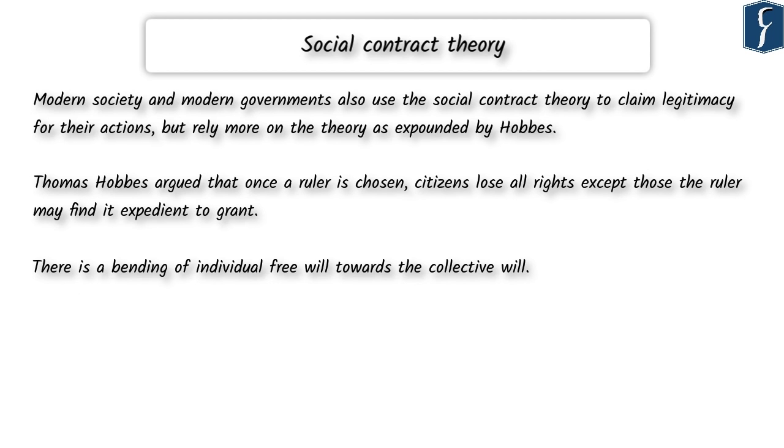But as per the Rousseau social contract, it is the people who have to decide the best interest of themselves. So, there is a bending of individual free will towards the collective will. The concept of social contract came because of existence of a collective will. But this collective will is now suppressed by the will of few individuals.